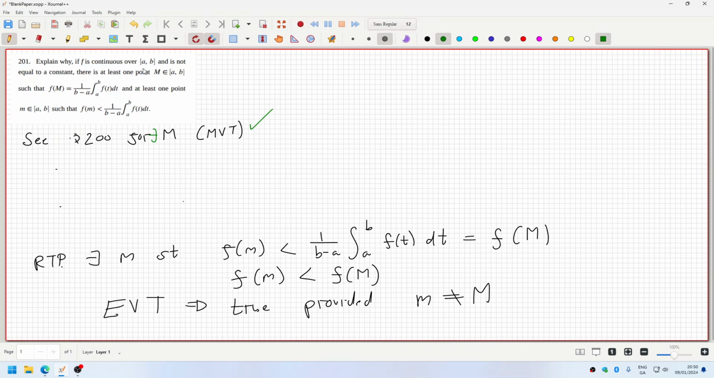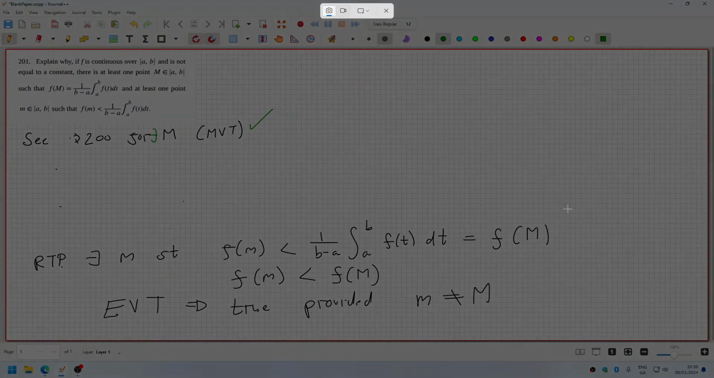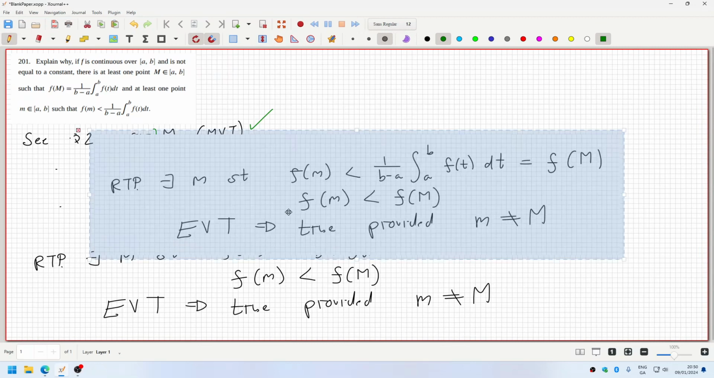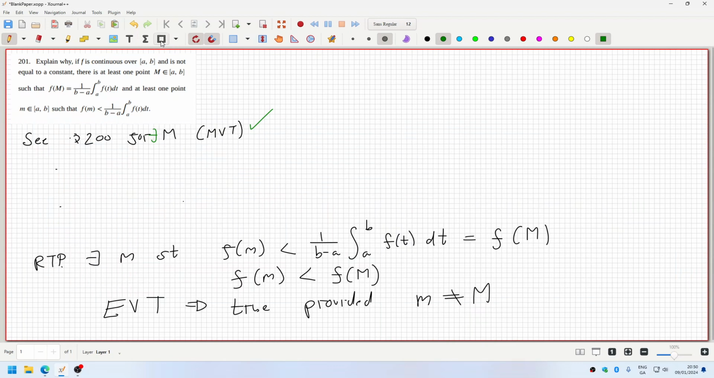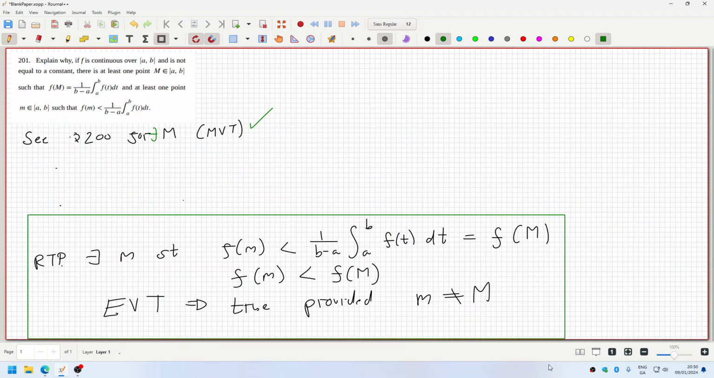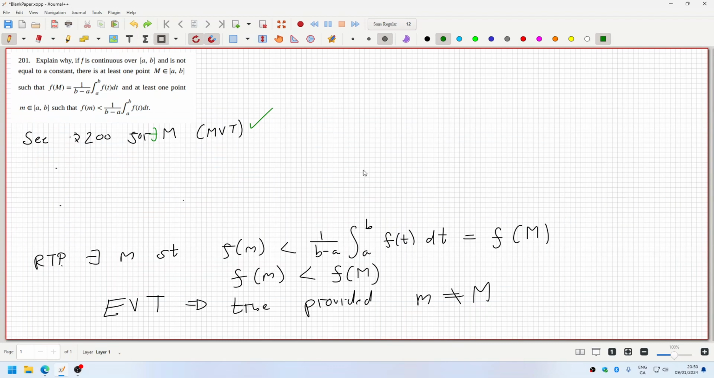Okay, and then let's, how do I grab this? No, that's not it. Where's the tool for this? No, that's not it. How do I grab this? I can't grab it. Okay, anyways, that's a bit annoying.